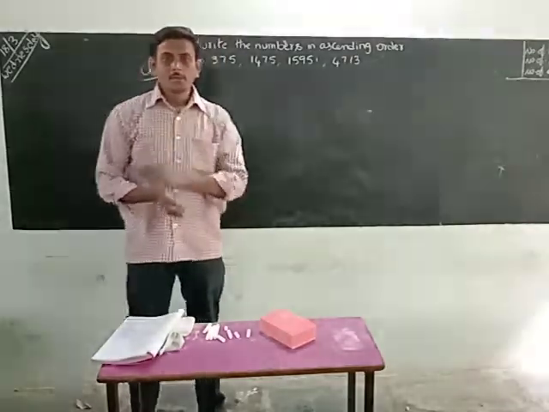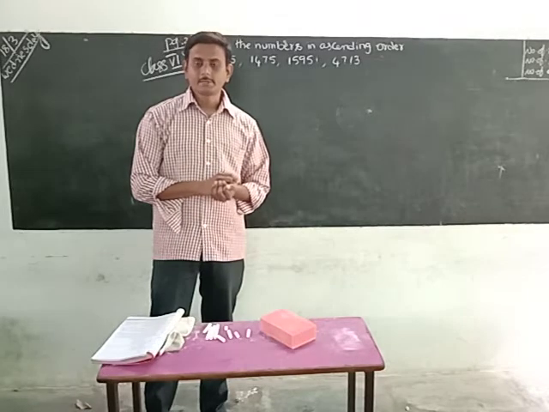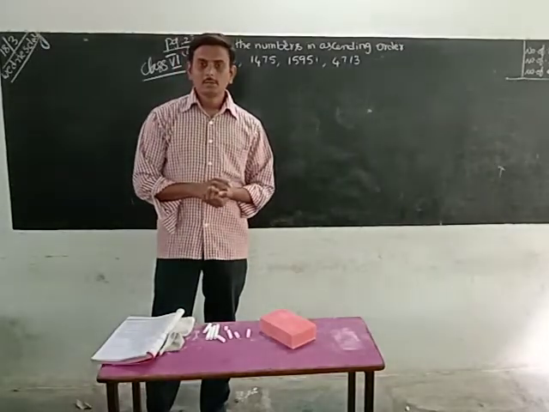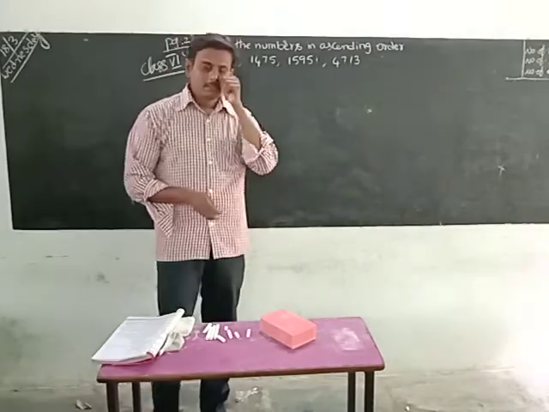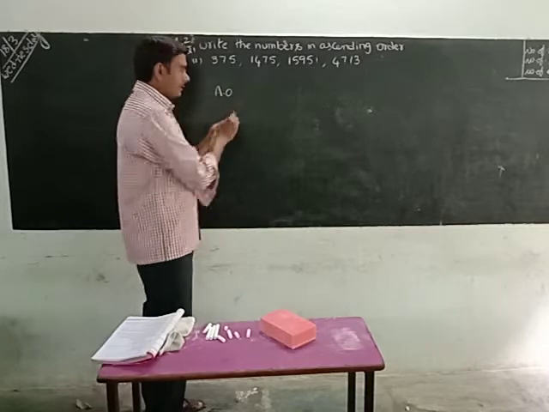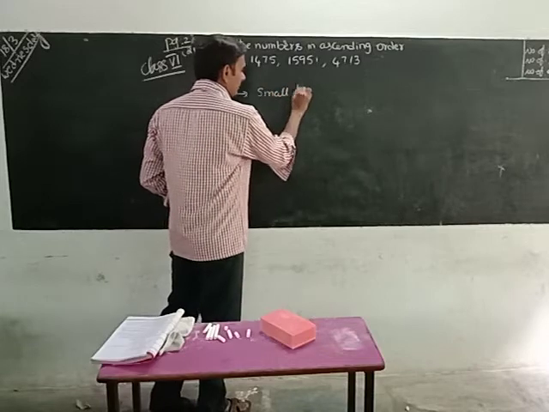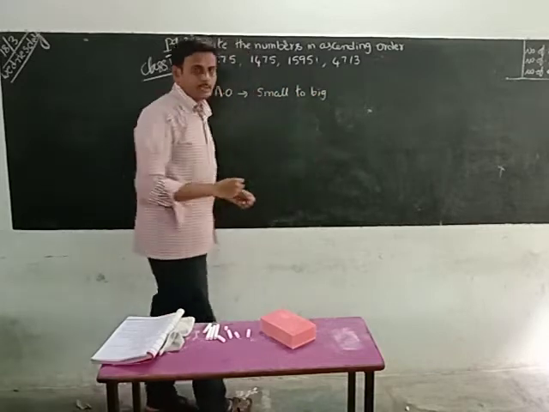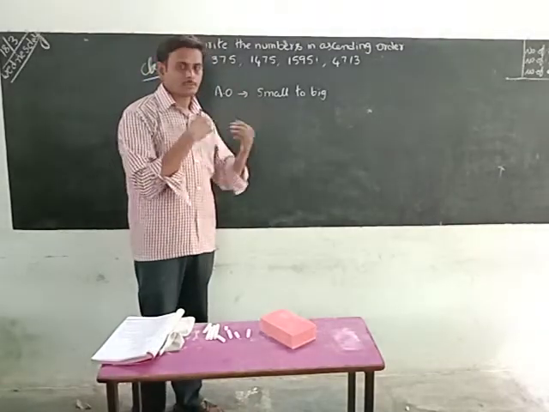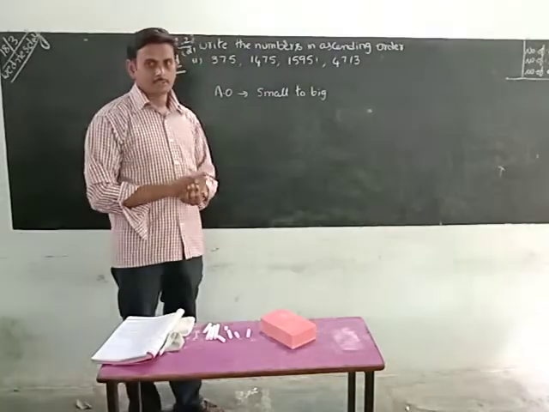Hello students. Today we will discuss ascending order and descending order for 6th class students. What is meant by ascending order? In the previous class we discussed the concept of ascending order and descending order. Ascending order, short form AO, means we arrange the numbers from small to big. Whenever some numbers are given to you, if you arrange them small to big, then that order is called ascending order.